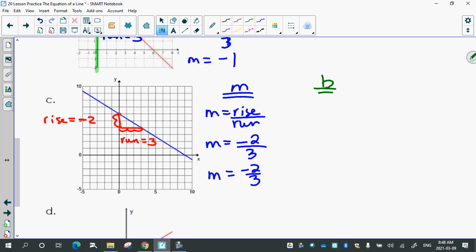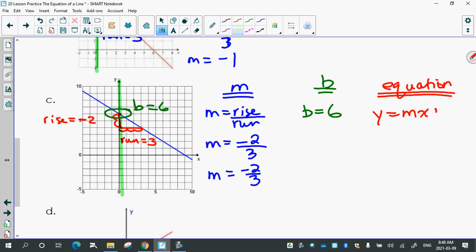All right, now we want our y-intercept. So we look on our y-axis and see where the line crosses through the y-axis. B equals 1, 2, 3, 4, 5, 6 again. And then you make your equation. So y equals, and I'm going to put -2/3 in.